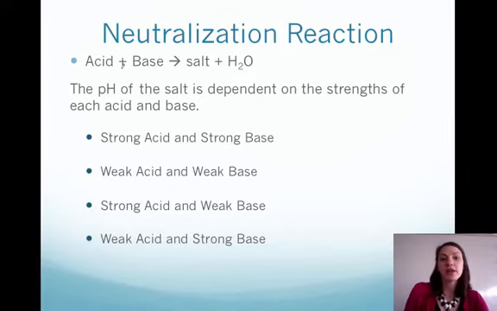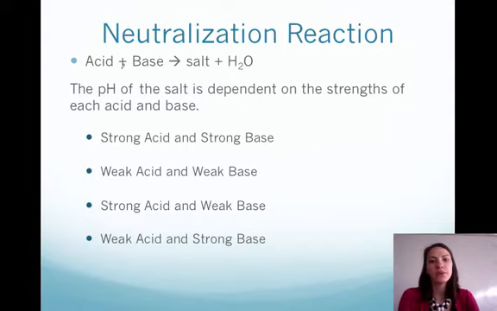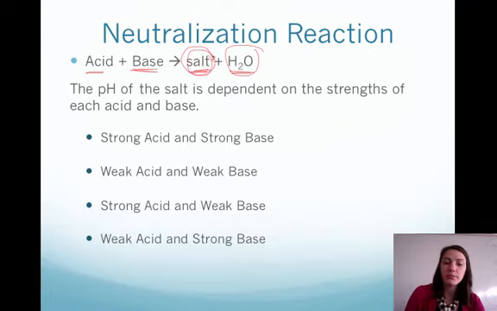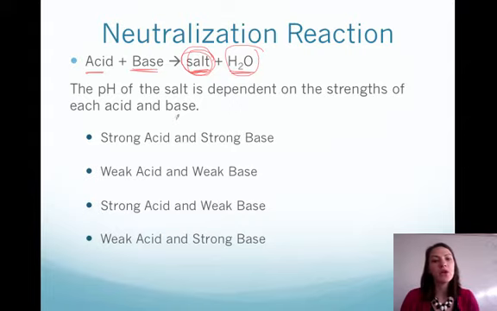Alright, so today we're going to be talking about neutralization reactions and titrations. With a neutralization reaction, basically all we're talking about is that when we combine an acid and a base, we're always going to get some sort of salt and water, okay? So our products will always be a salt and water. And sometimes the salt will have a neutral pH, but sometimes it'll have a pH that's a little acidic or a little bit basic. So how do we know?